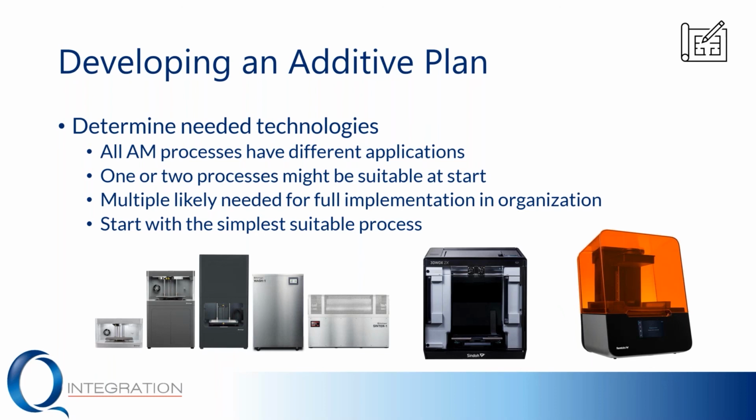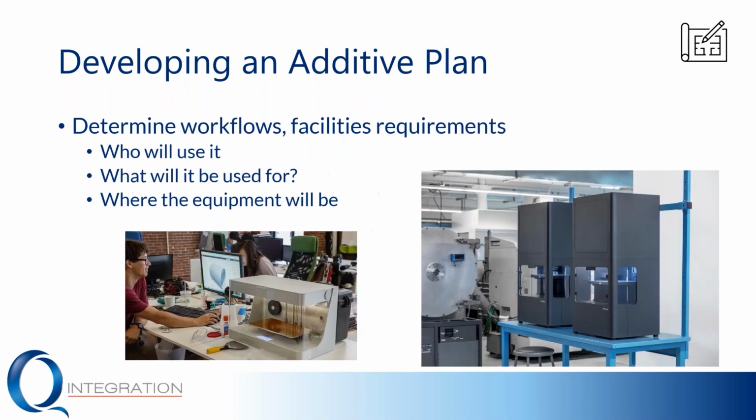And then at first, it's kind of redundant, but start with the simplest suitable process. Don't jump straight into it unless it's absolutely necessary. If you're looking to get into additive manufacturing, don't go out and buy a powder bed fusion machine or a DMLS machine. It's going to be very complicated right off the bat, and it's going to have a very steep learning curve relative to other potentially suitable processes that are going to allow you to really learn the ins and outs of additive manufacturing before committing to something that large.